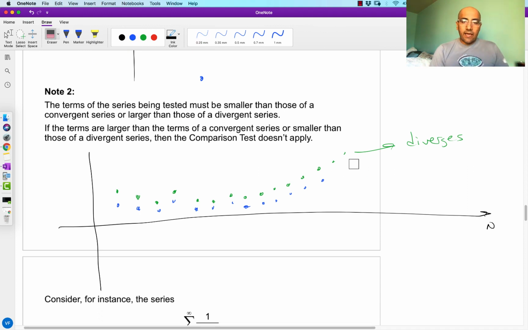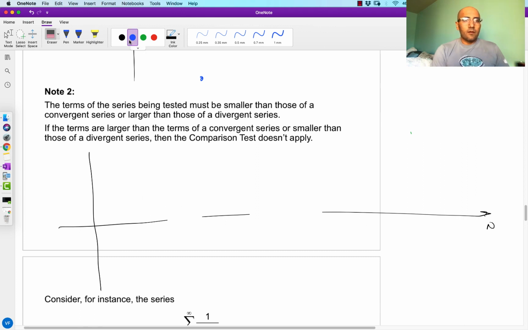Or it might mean that perhaps the blue one begins to do this kind of thing. Maybe the blue one converges, right? We don't know. So if you establish that on a term-by-term basis one of these is always larger and it diverges, it doesn't help us, right? The same is true for the opposite. We're trying to figure out what's going to happen to these blue ones. I don't know what's happening.